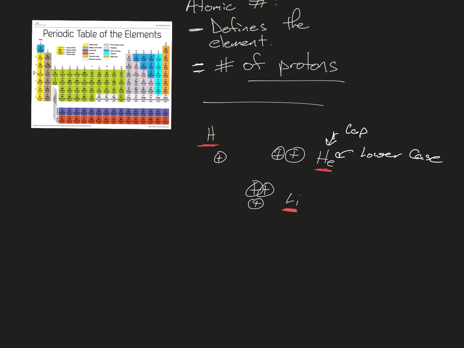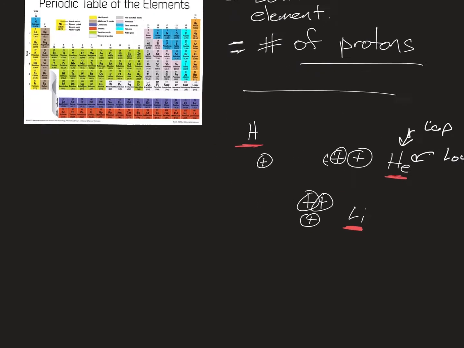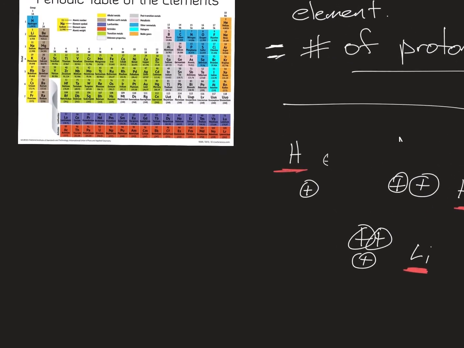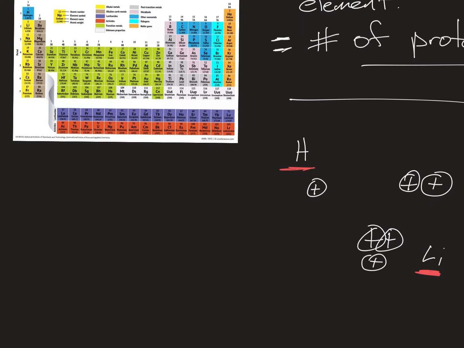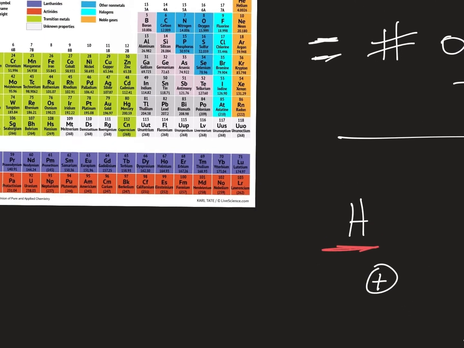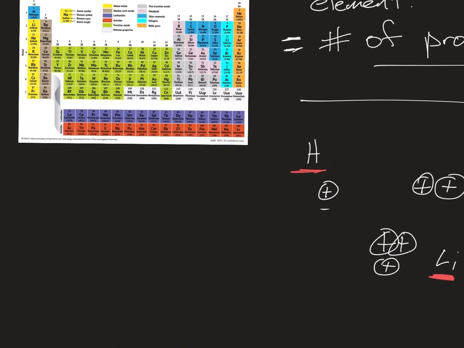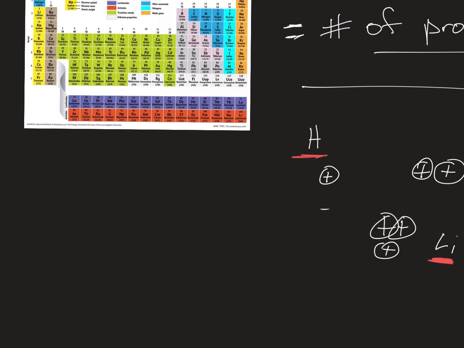All right. So those are elements. Now, what about this? What if I had, let me pick one. I like oxygen. It's one of my favorites. So let's go with oxygen. What if I had oxygen with 8 protons?